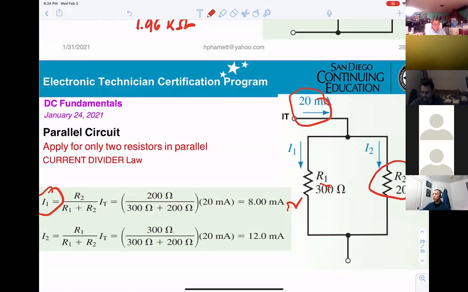Make sure everyone tries to read the handout. We cover everything for you guys. I think this law is the least intuitive of all the laws we've learned tonight. But think about it: if R2 is infinite, an open circuit, then all the current will go through R1. So the larger R2 is, the more current goes through R1, or the larger R1 is, the more current goes through R2, and that's what these formulas represent.